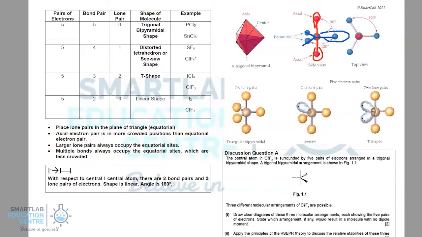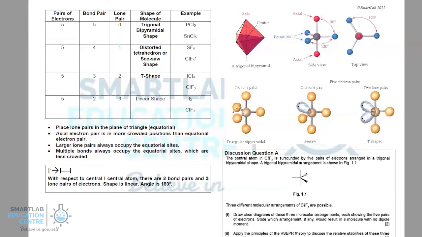The reason is because at the equatorial site, there's only 2 electron pairs that are 90 degrees away, which in this case are the electron pairs residing in the axial site. If the electron pair resides in the axial site, then it is 90 degrees away from the electron pairs in 3 of the equatorial sites. So it is deemed that an axial electron pair is more crowded than an equatorial electron pair. Therefore, the larger lone pairs would occupy the equatorial side.